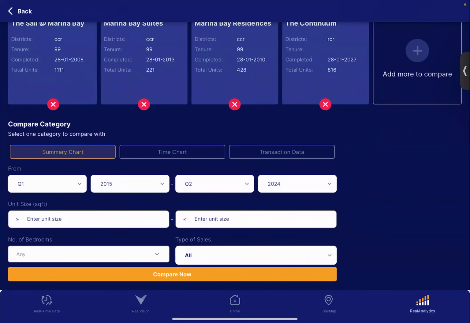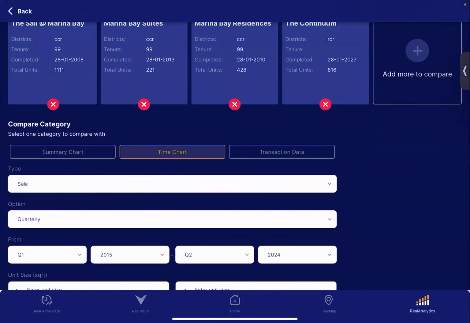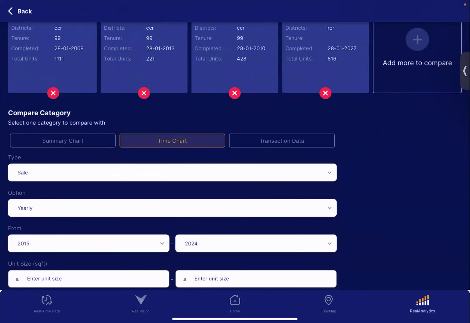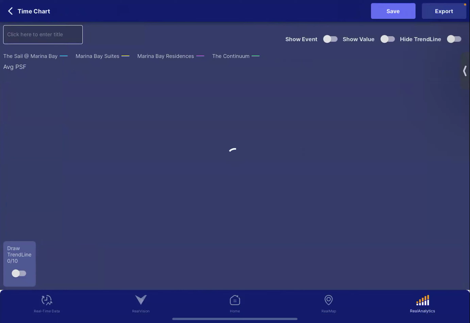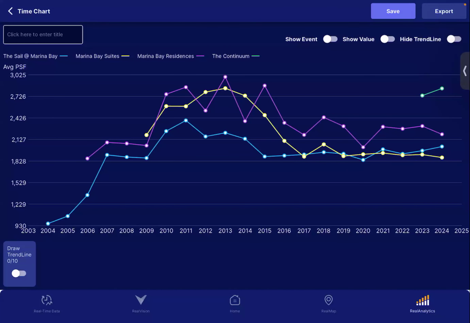So that is for the summary chart. The time chart basically shows you the price movement over the years for whatever project you're looking at. Let me show you what I mean. Yearly, from what year to what year? Let's just say all the way back from 95. It shows you each individual project. Blue color is the sale, yellow color is MBS, purple color is MBR, green color is Continuum. Although not the same area, I just added it in for context to show you.